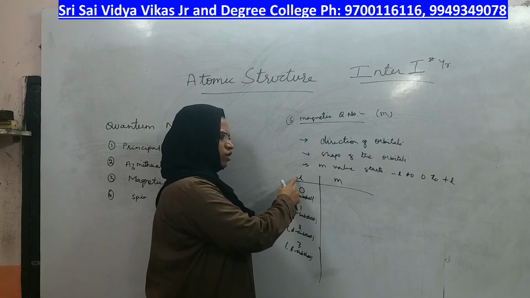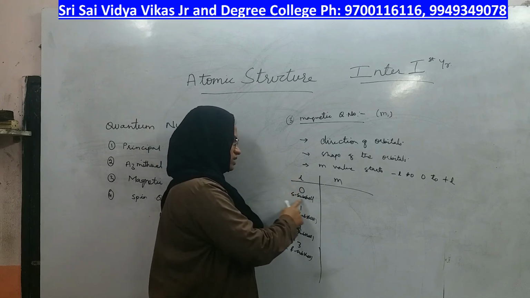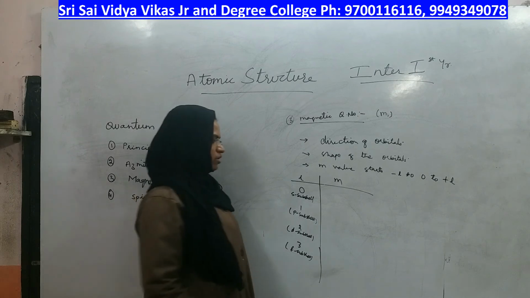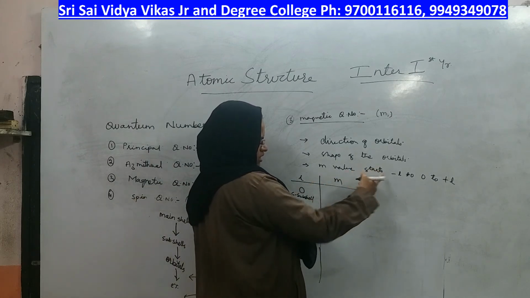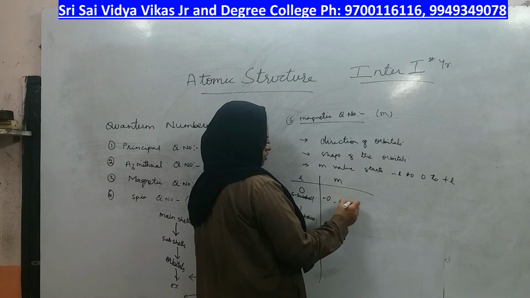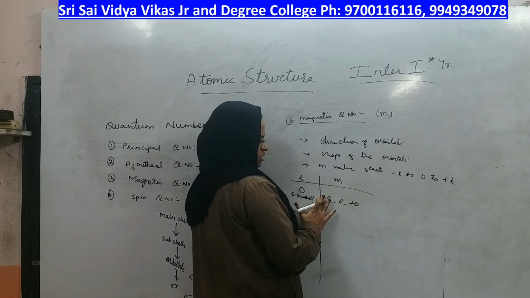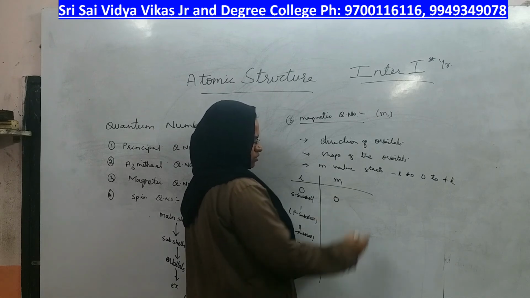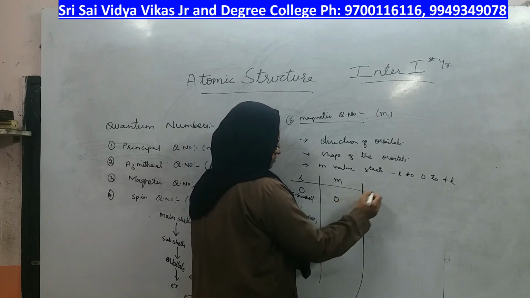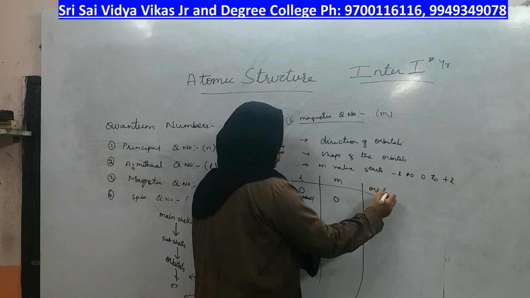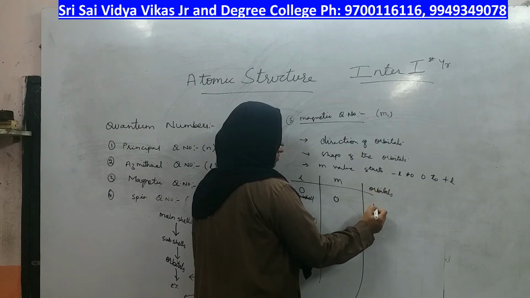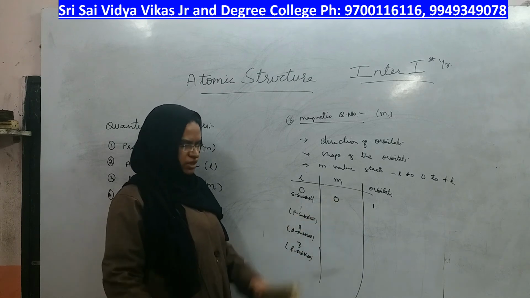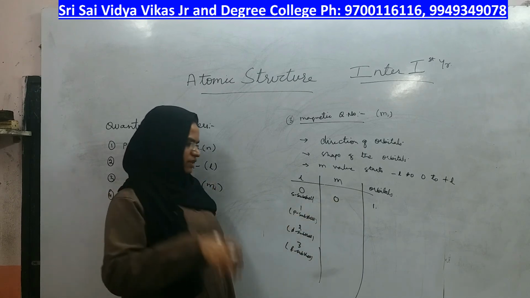If the value of L is 0, that subshell is called the S subshell, and how many orbitals does it have? You start writing minus 0, 0, plus 0. Are they all the same? Yes. So, only 0. How many orbitals does it have? Only 1, that is nothing but 0. No direction. It is spherical.